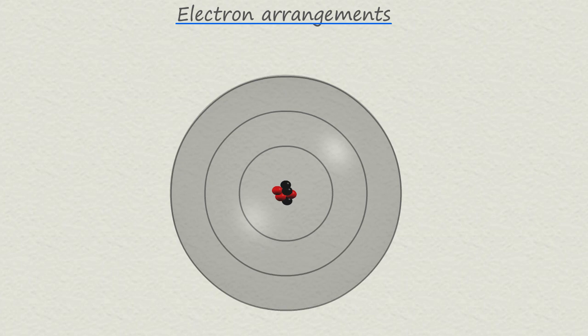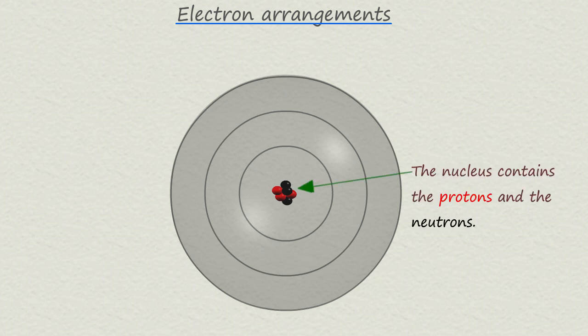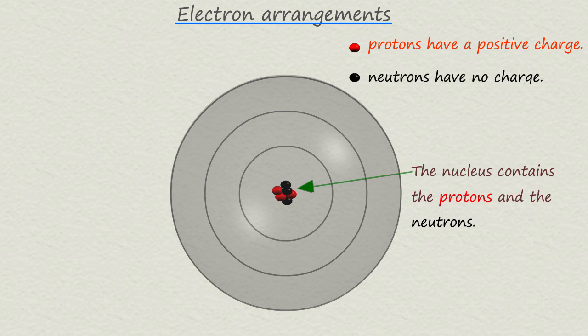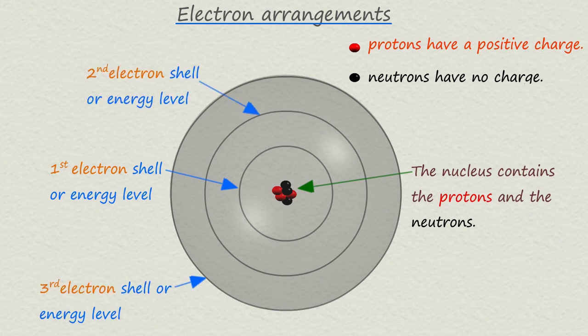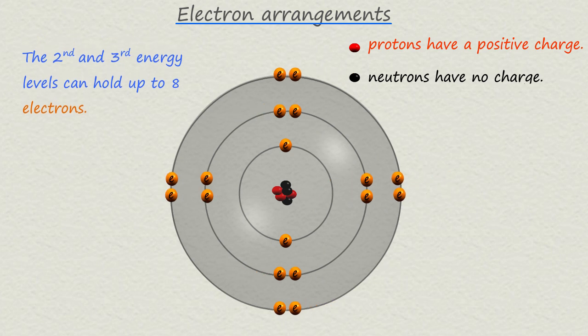The diagram on screen shows an outline of the internal structure of an atom. Now recall that the nucleus is at the centre of the atom and it contains positively charged protons and neutrons, which of course are neutral and have no charge. Now the electrons are arranged in electron shells or energy levels which surround the nucleus. In the diagram shown, there are three energy levels or electron shells. The electron shell closest to the nucleus is the one lowest in energy, and it can hold a maximum of 2 electrons, while the second and third energy levels can hold up to a maximum of 8 electrons.